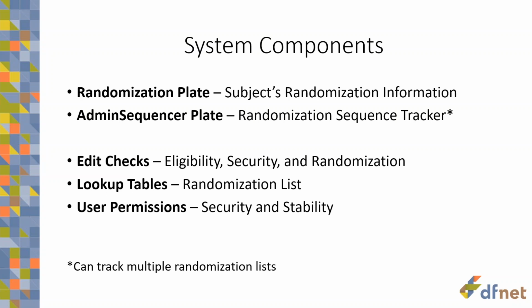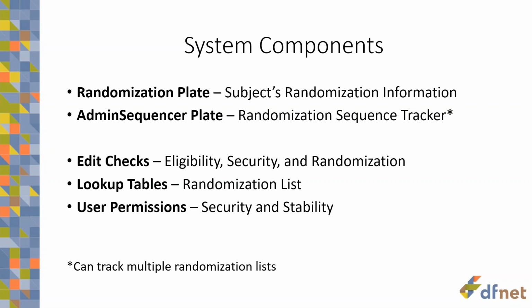There are two plates that come into play here, the randomization plate, which is what I just showed. This is where the subject's randomization information exists and where the randomization occurs. The next plate that is utilized is the admin sequencer plate. So this is the plate that tracks the randomization sequencing. It sees how many people have been randomized in each group and ensures that the system works effectively and quickly. The name of the plate can be renamed if you want. This is just what we have been using at DFnet.